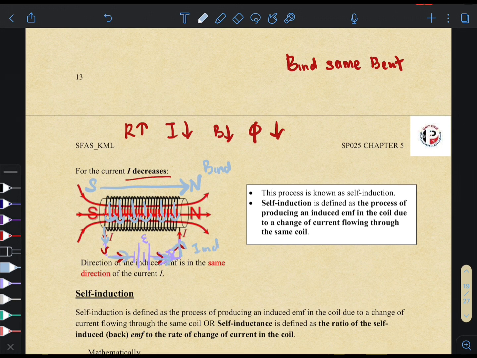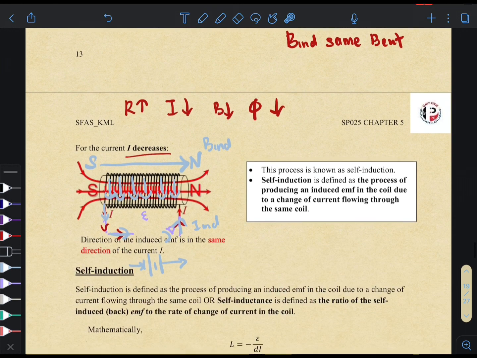So, ini adalah direction of I induced. So, in this case, when your I decrease, I induced kamu is in the same direction as your I asal, which gives you an information that kamu punya EMF induced kamu pun mempunyai kaki negatif, positif, so that the current induced boleh keluar dekat sini, masuk dekat sini, which tells you that the direction, okay, baca yang ni, the direction of induced EMF is in the same direction as the current.